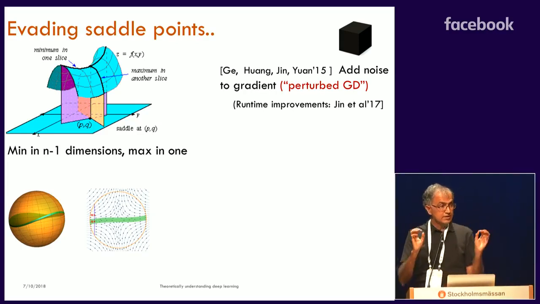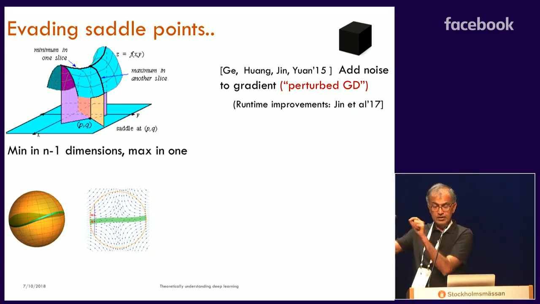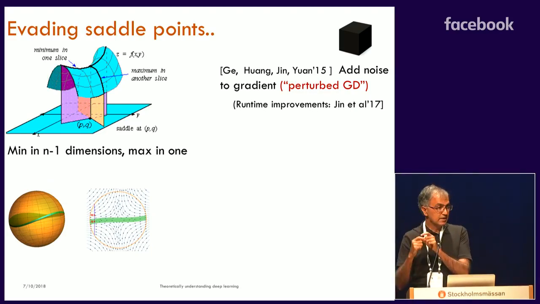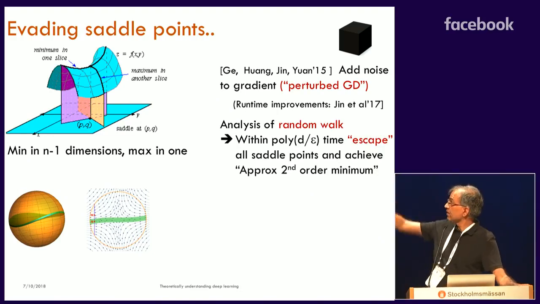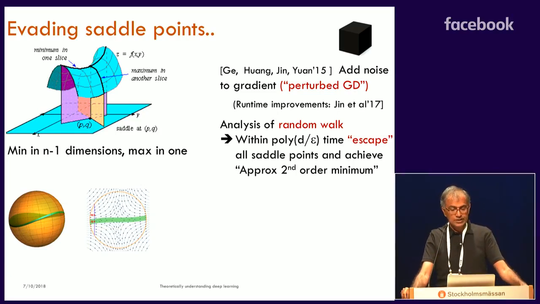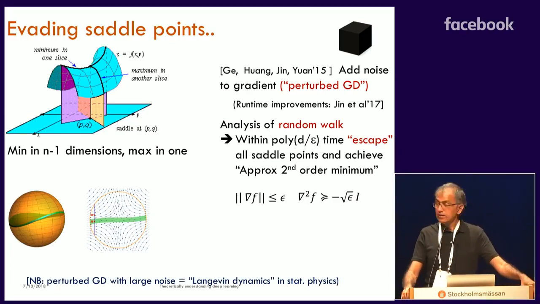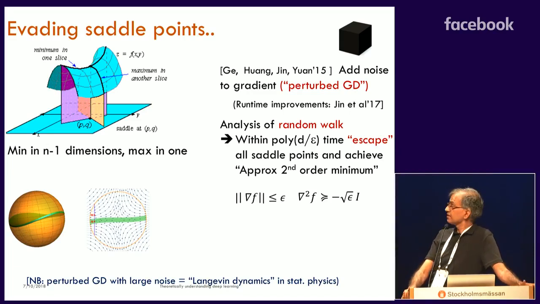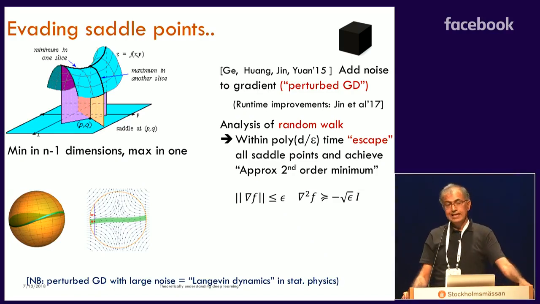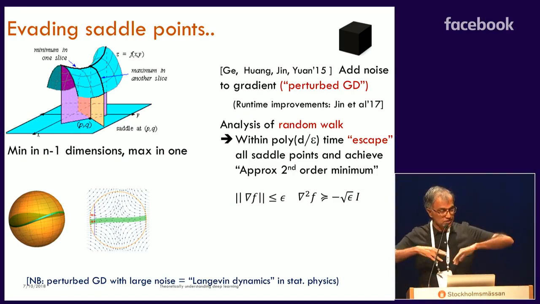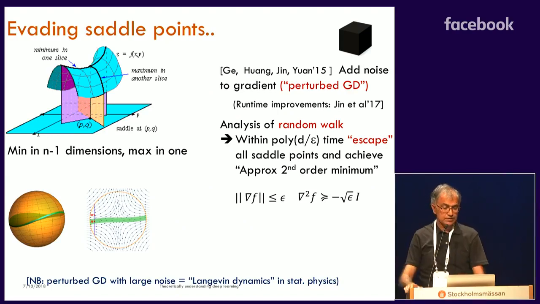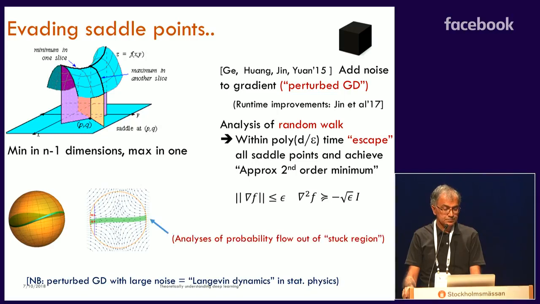Now, gradient descent, which was a deterministic algorithm, where you're following just the gradient at every step, becomes a random walk, because at the next step, where you go is somewhat noisy. So it's a random walk in d-dimensional space, and you have to analyze this random walk, which is what these people do. They show that within time polynomial in d over epsilon, you can escape all saddle points and achieve what's called the approximate second order minimum, namely where the norm of the gradient is less than epsilon, and the second derivative, the Hessian, is not quite positive semi-definite, which is what you need for the bottom of the valley, but it's almost positive semi-definite. So that's where you reach. That's a very nice result. It's a somewhat stronger solution concept than just a critical point.